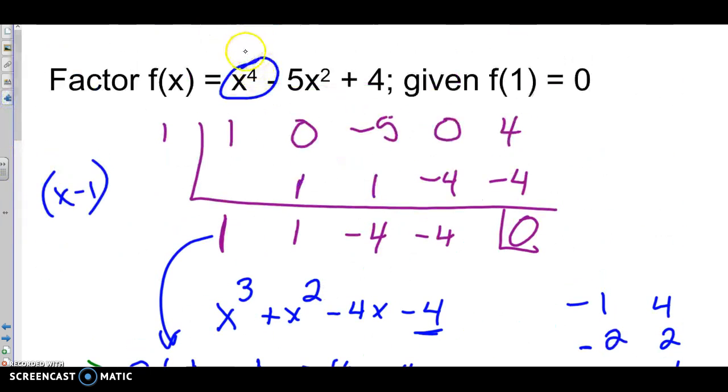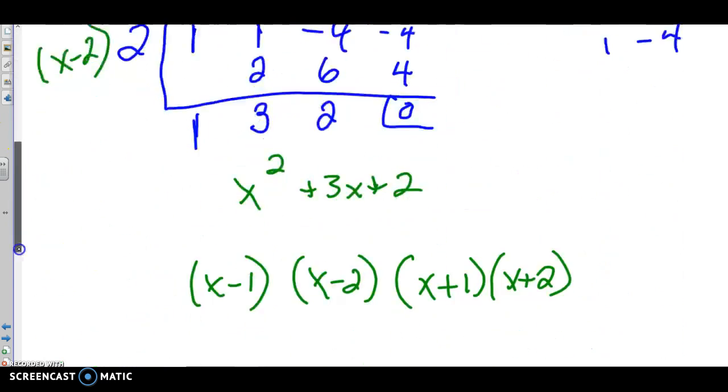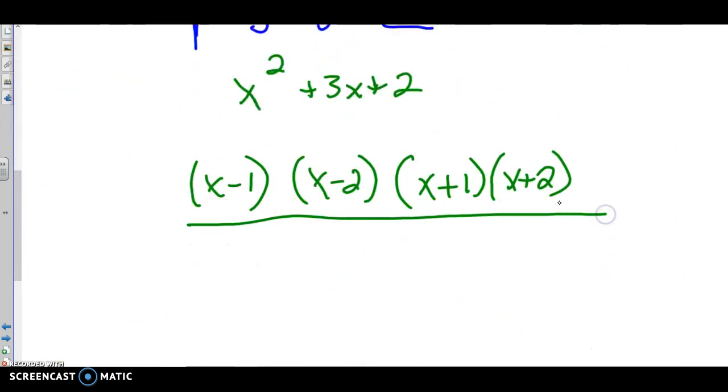So again, 4th degree, I should have 4 answers. So by the time I get to the bottom, I have my 4 factors. To find the zeros, I set them equal to 0 and solve for x, or I look at it and figure out what's going to make a 0. So +1, +2, -1, -2. Those are the 4 numbers that are going to be my zeros. And that's it for synthetic division and synthetic substitution.